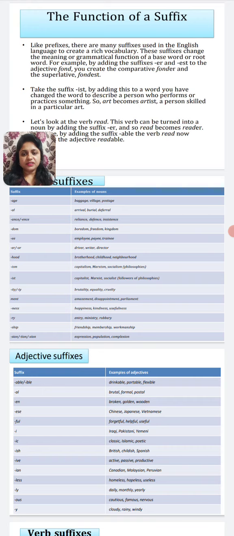So what is the function of suffix that we will learn? The function of a suffix: like prefixes, there are many suffixes used in the English language. The main purpose is to create rich vocabulary. These suffixes change the meaning or grammatical function of the base word or the root. Fond, you create the comparative fonder and the superlative fondest. Take the suffix ist. By adding this to words, you have changed the word to describe a person who performs or practices something, so art becomes artist, a person skilled in a particular art.